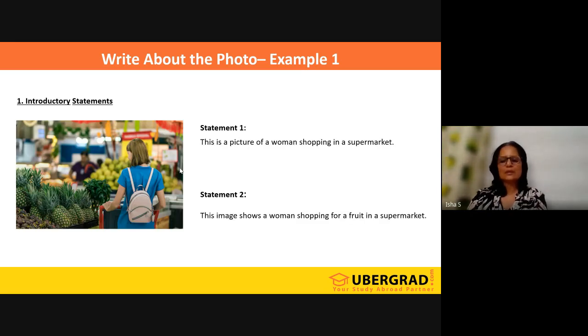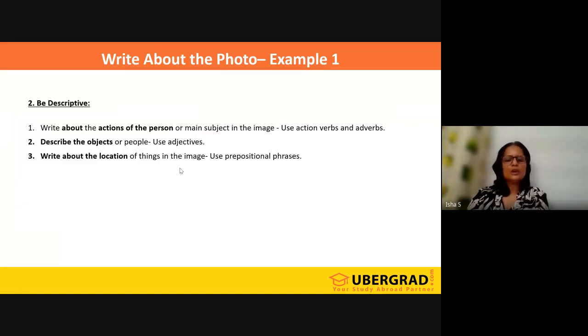Now this is an example done for you. This is a picture of a woman shopping in a supermarket. This image shows a woman shopping for fruit in a supermarket. Now you have to be more descriptive about it. So write about the actions of the person or main subject of the image.